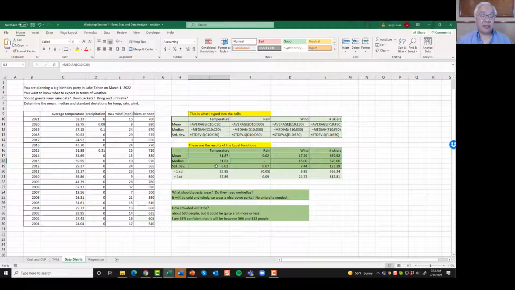Last is standard deviation. Again, we're going to use the function stdev.s as in sample. Guess what? Shade the region and hit enter and copy it across.